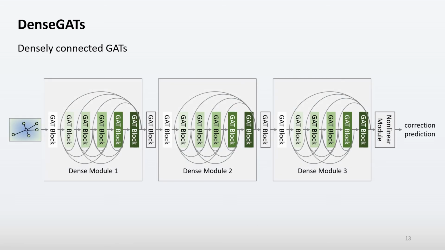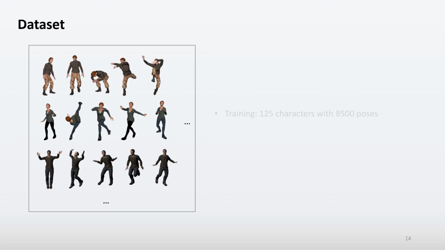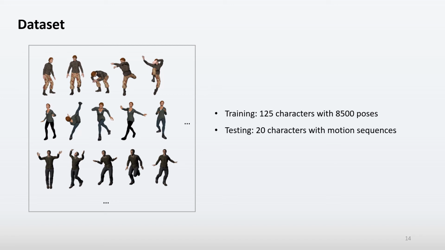And this is the overall structure of our DenseGATs. There are 3 dense modules, each of which comprises 6 densely connected GAT blocks. Between 2 adjacent dense modules, we adopt 1 GAT block as the transition. This operation plays the role of information integration. To evaluate our proposed method, we train the network with 125 characters with different customization and animate each of them with 8,500 poses. Then, we test the trained network by using 20 characters with random motion sequence.